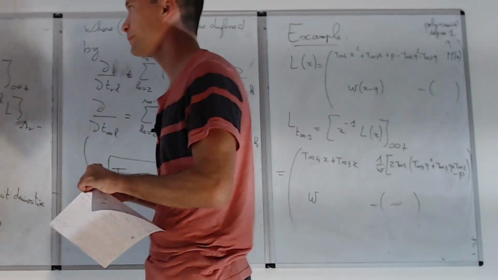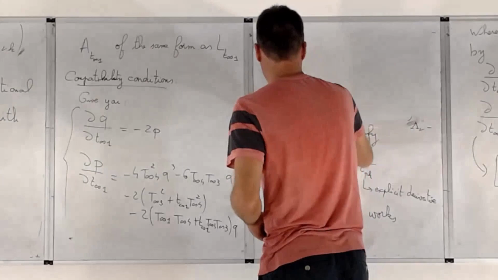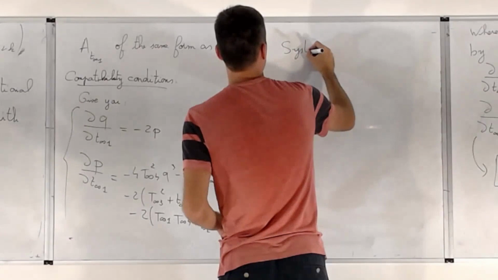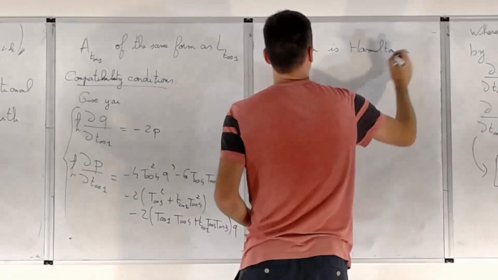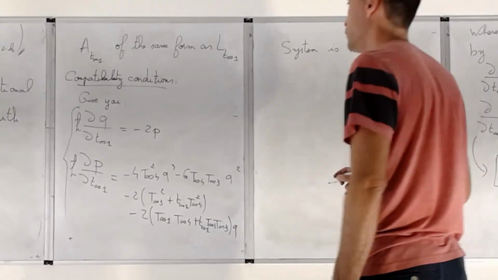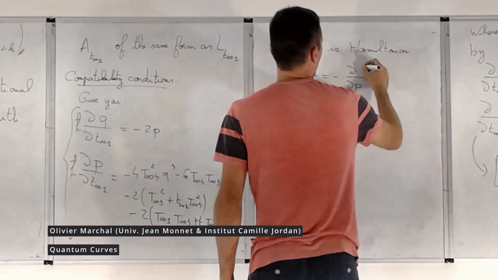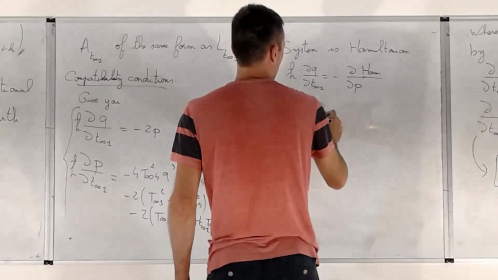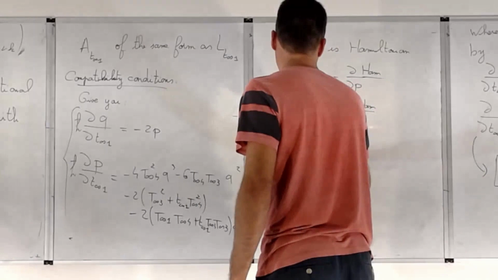And this gives you a Hamiltonian system. And it's always the case, but I will not have time to do it generically. So here, sorry, it's H bar. So generically, this is always the case. So this is how you construct the Hamiltonian. And here you can compute explicitly the Hamiltonian, so it depends on P, Q, T infinity 1.